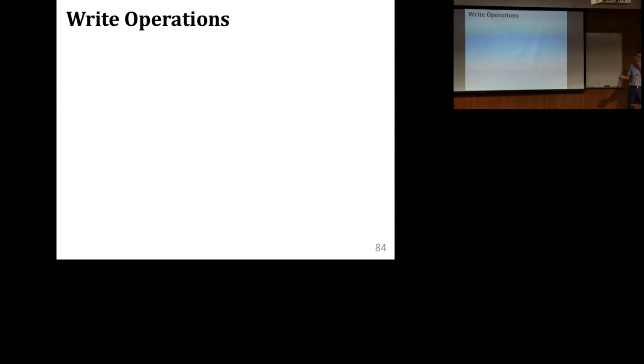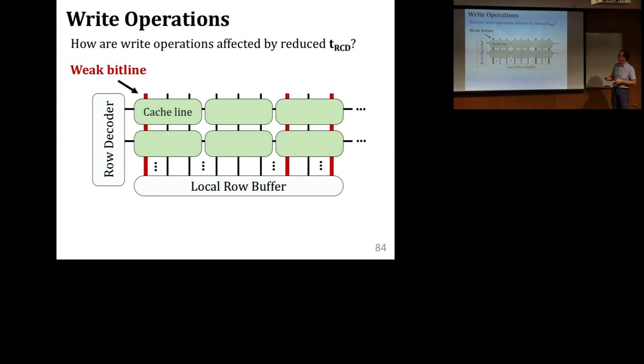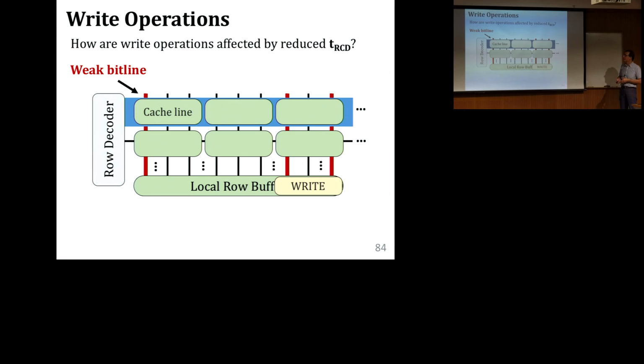So the other observation is write operations. This is something that's really interesting. This is in our ICCD paper this year. How are write operations affected by reduced tRCD? If you look at, you have some weak bit lines over here. Doesn't matter. You activate an entire row, which brings the data into the local row buffer. If you're actually doing a write to that location now, you don't really need to wait for the entire activation latency at that point. You can actually start the write into the sense amplifier, and you will have enough time to actually drive the charge.